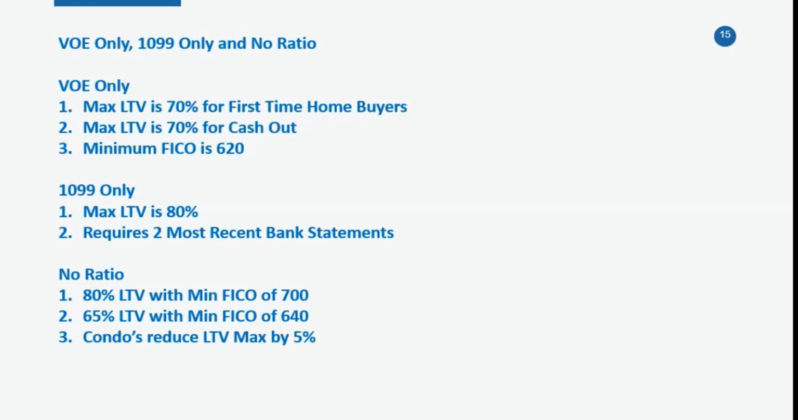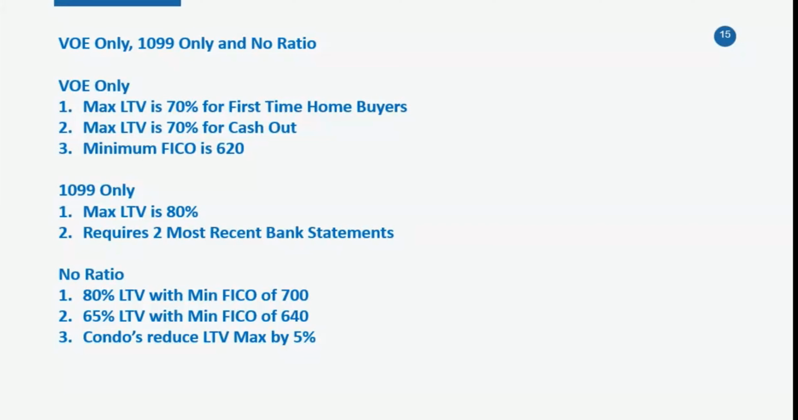Now, I'm telling you this because this is a product that is offered, but if you're going to try to go with somebody that has a VOE only program, I would probably suggest what's called a no ratio program. No ratio programs basically just ask you for employment. They're just going to confirm that the borrower is employed. They're not going to calculate income from that. So these loans are a little bit harder to close, but you can have a higher LTV. So look at the section down there where it says no ratio.